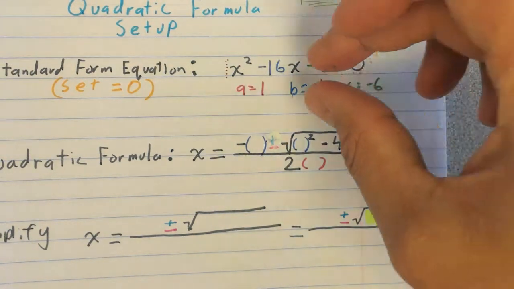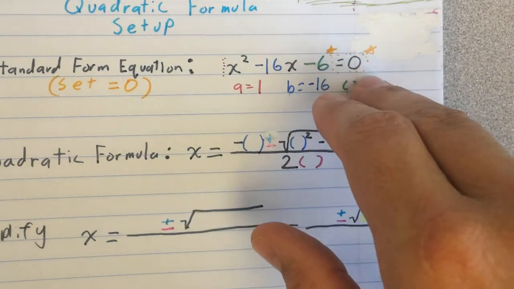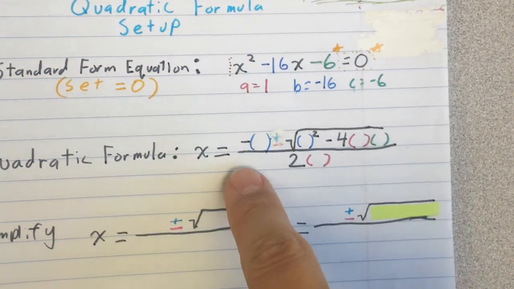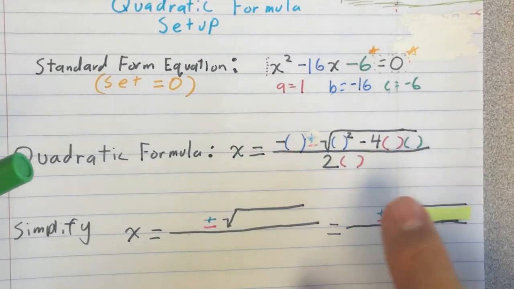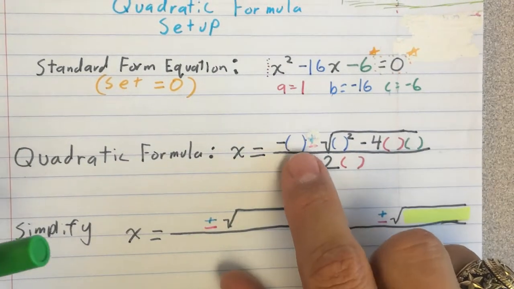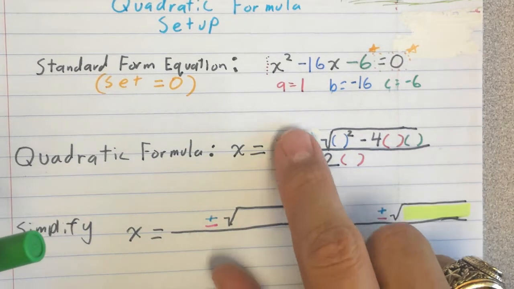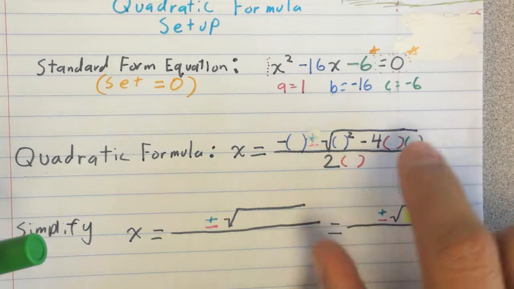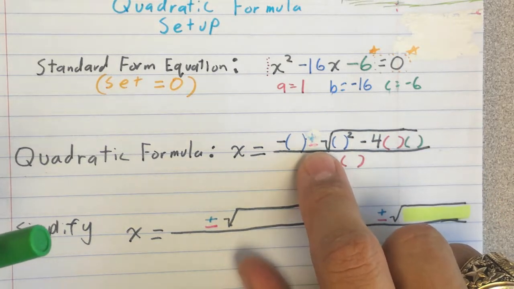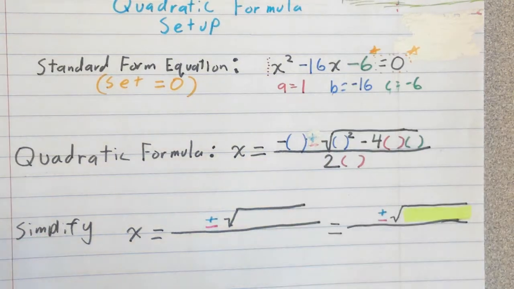Once I've identified a, b, and c with a standard form equation set equal to 0, I outline my quadratic formula. Here's my quadratic formula. I've taken out the a's, the b's, and the c, and I've put parentheses. Again, I've tried to color match this best I can. There's a plus or minus in there, and I have that highlighted like we talked about earlier. Let's go ahead and start filling out.